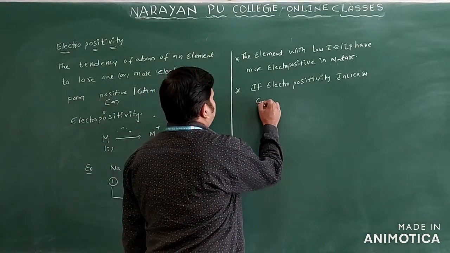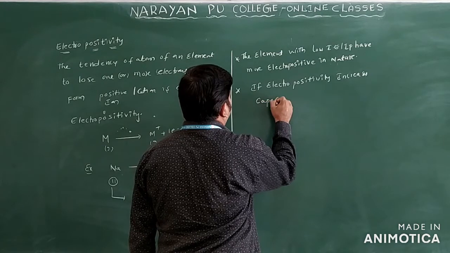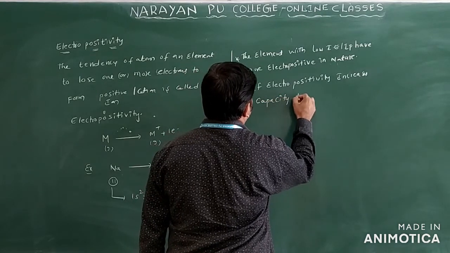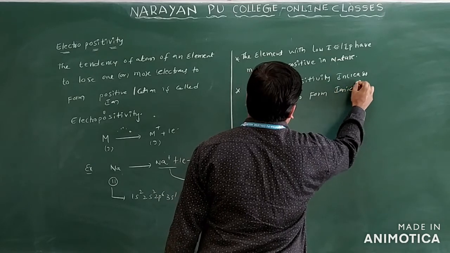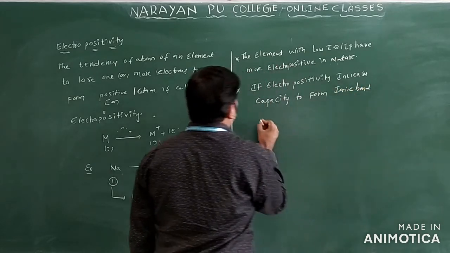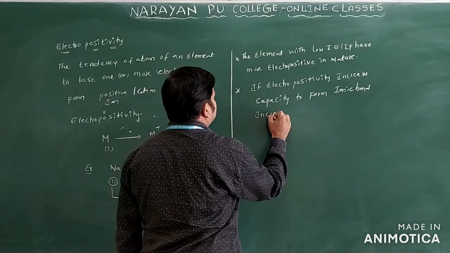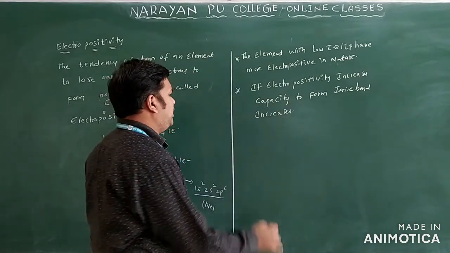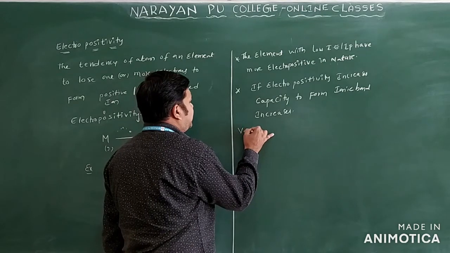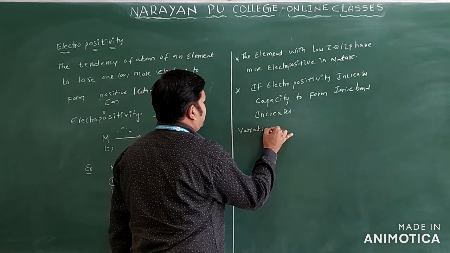So the capacity to form ionic bond increases. Capacity to form ionic bond increases only. Now we'll see variation of electropositivity.